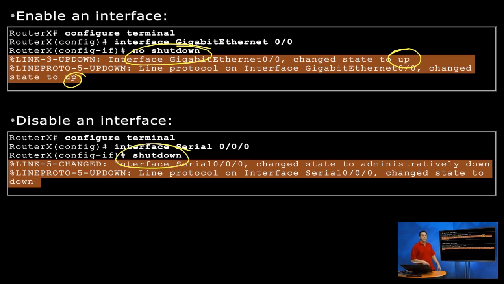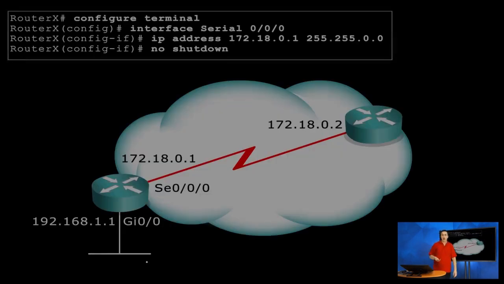And when the interface is put into the shutdown mode using the shutdown command, we will be known as being administratively down at layer 1 and down at layer 2. So interfaces are disabled by default. You're going to have to enable them with the no shutdown command.